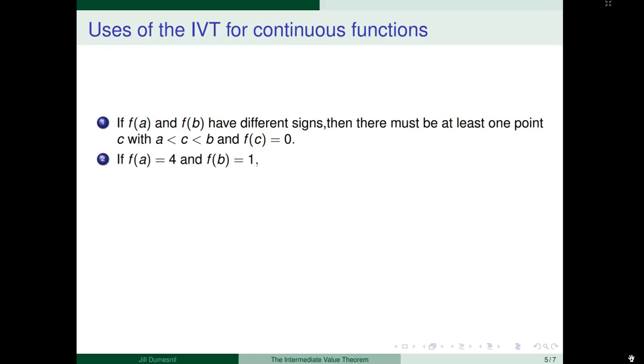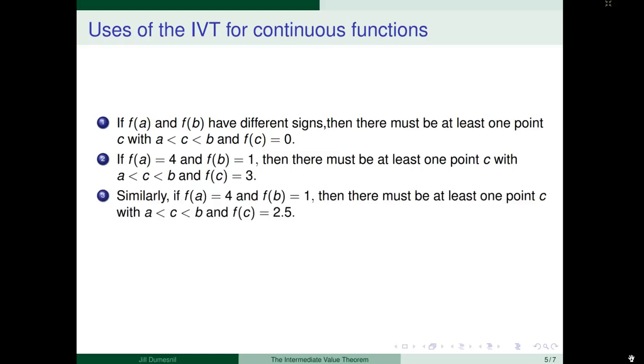In another example, if f of a is 4 and f of b is 1, then there must be at least one point c between a and b for which f of c is 3. Similarly, if f of a is 4 and f of b is 1, then there must be at least one point c between a and b for which f of c is 2.5, or any other value between 1 and 4.